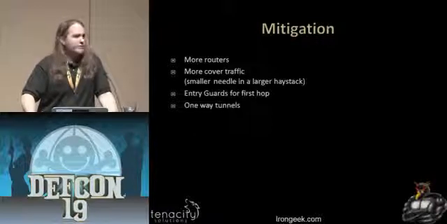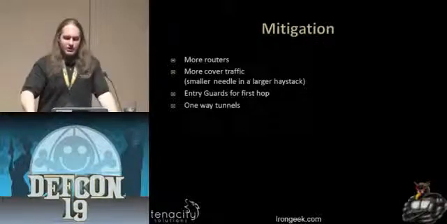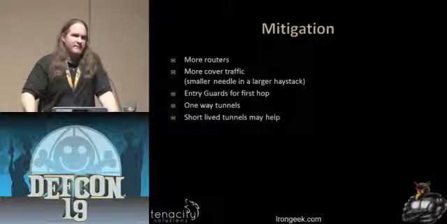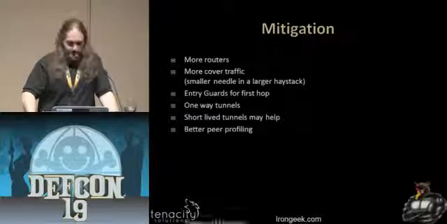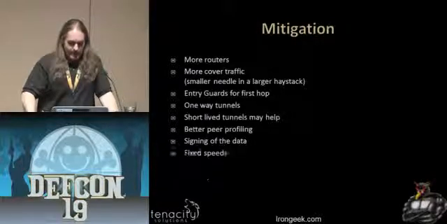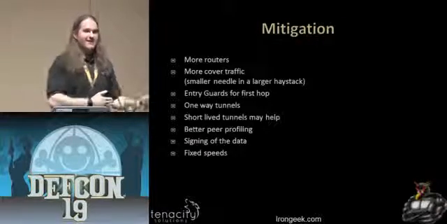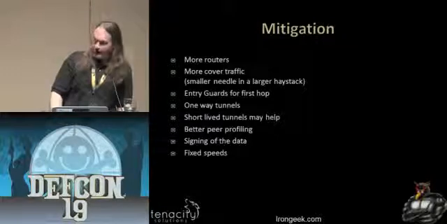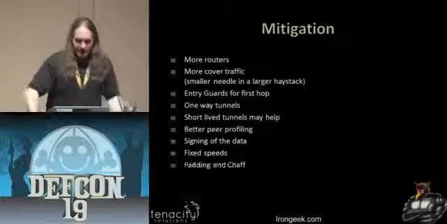One-way tunnels may also help somewhat. If your message is going out one set of nodes, but it's not coming back the same path, it should confuse some traffic analysis attacks. Short-lived tunnels may also help, giving people less time to profile. Better peer profiling to try to spot bad actors. Signing of the data, of course. And fixed speeds is another thing that's been proposed, to where someone only sends at a certain data rate. Of course, in low latency networks, this is hard to pull off. Not to mention various darknets are slow enough as it is, so if you limited how fast they could communicate, it'd probably cause problems for people.